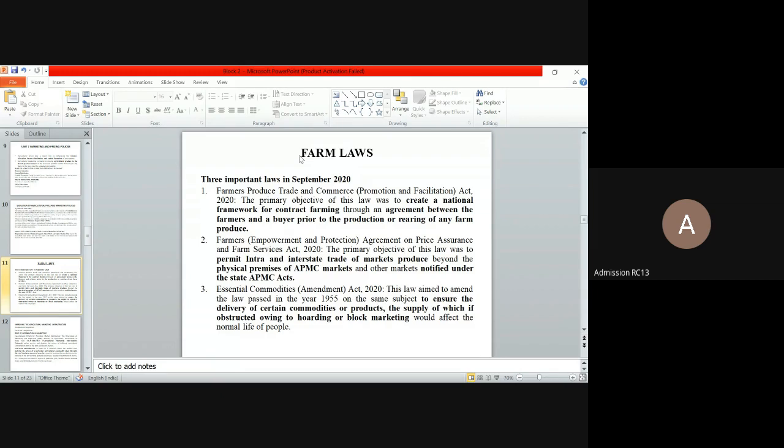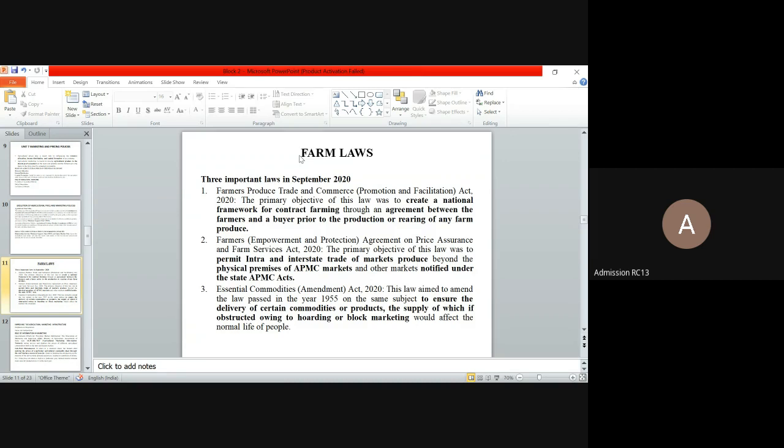What was the proposal? Three farm laws were introduced in September 2020. The first is the Farmers' Produce Trade and Commerce Promotion and Facilitation Act 2020, where the main objective was to create a national framework for contract farming. Contract farming, as we discussed in the morning, is where many institutions and corporates come up to have a contract with the farmer, and an agreement is formed between the farmer and the buyer prior to the production, prior to getting the production in hand.